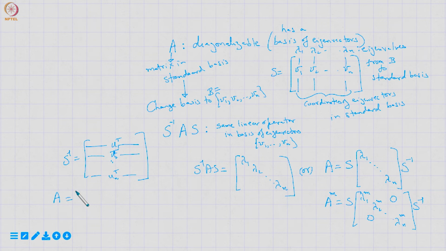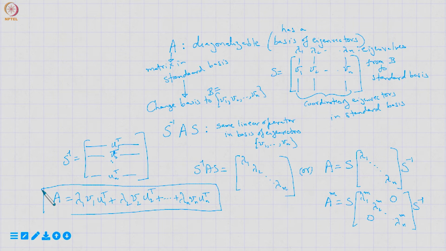So, essentially you will get A as lambda 1 V1 U1 transpose plus lambda 2 V2 U2 transpose plus so on till lambda n Vn Un transpose. Okay. So, this is possible when you have a diagonalizable matrix. Remember, the crucial thing is diagonalizable. When a matrix is diagonalizable, all this you can do.